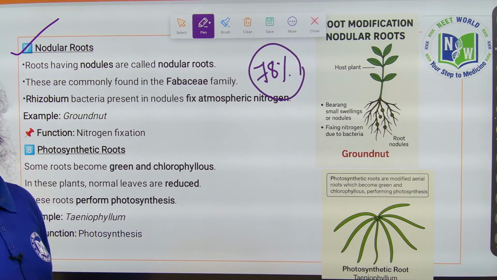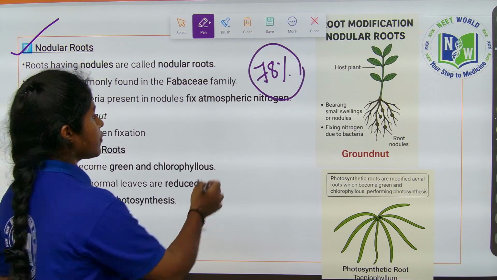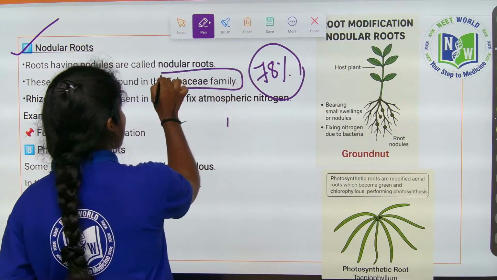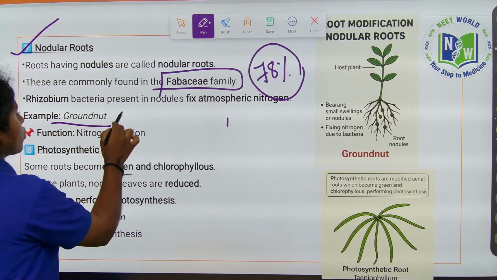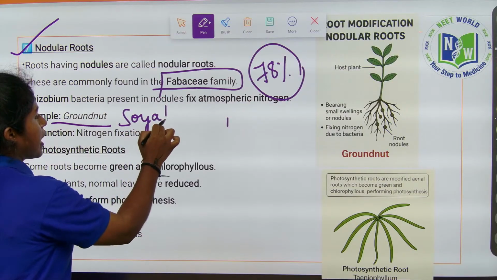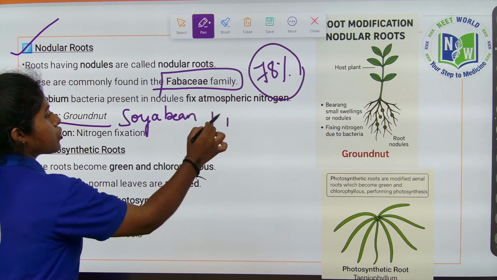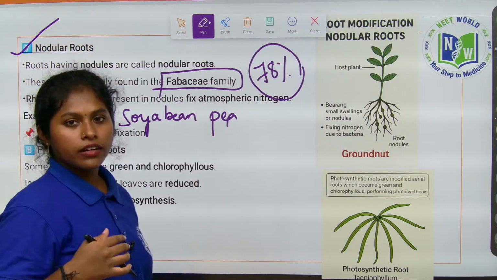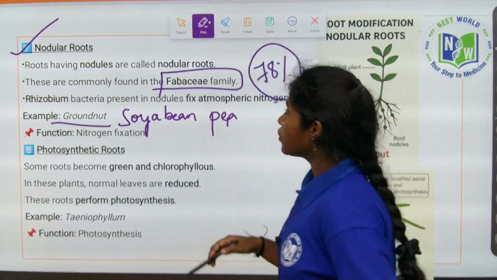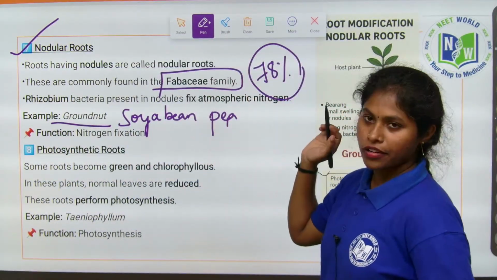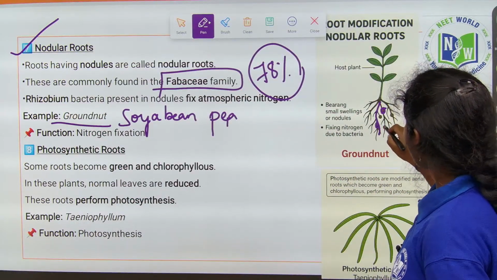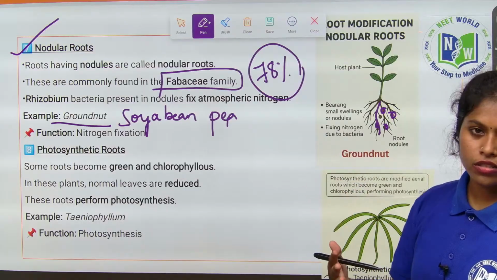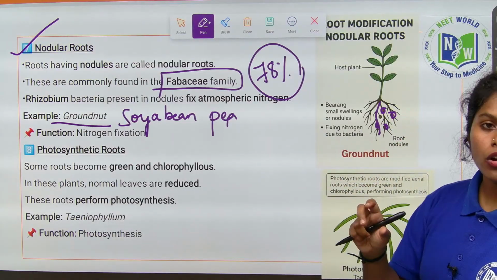From which families will we see them? In the Fabaceae family we will see these nodular roots. The examples are groundnut, soya bean, pea plant. See here, roots having nodules are called nodular roots. Here, the small ball-like structures are there, no? They are nothing but nodules.